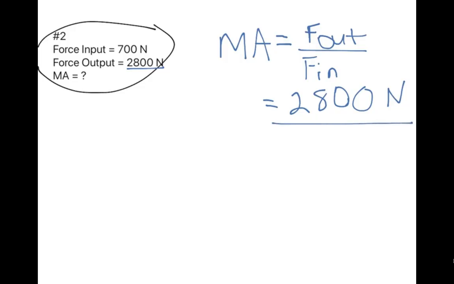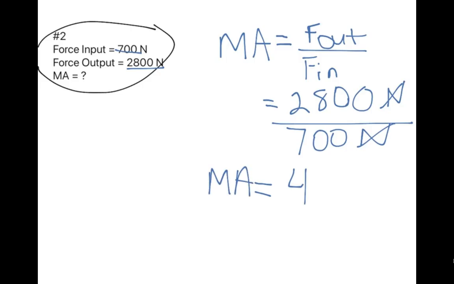May as well get into the habit now. And your force input, 700 newtons. My newtons will cancel with the division. 7 goes into 28 4 times. So my mechanical advantage is 4. Again, not 4 newtons or 4 anything else. It is just 4.